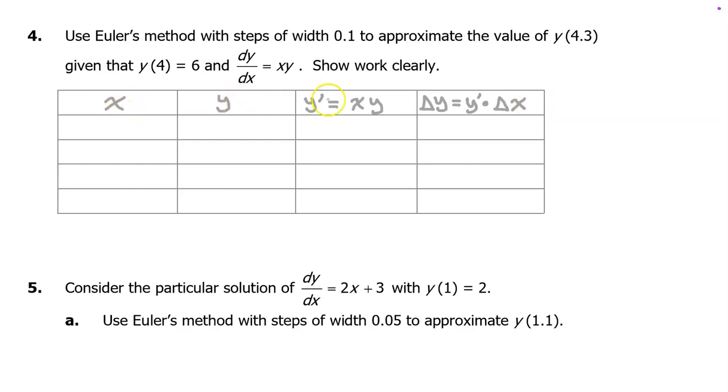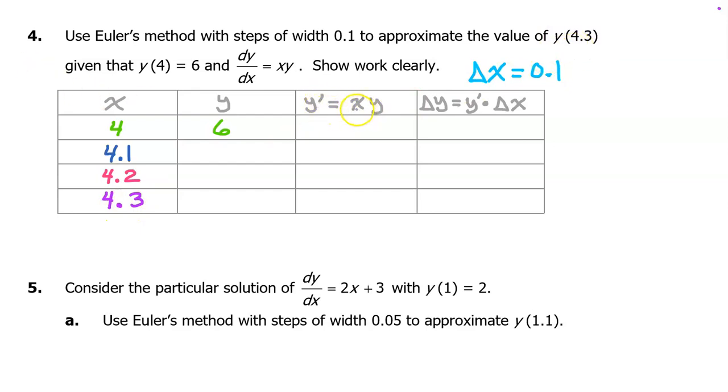X, y, y prime equals xy, and delta y equals y prime times delta x. Steps of width 0.1 means delta x equals 0.1. Y at 4 equals 6 gives us the initial point 4, 6. We can find each x value by adding delta x to the previous x value until we get to the target x value of 4.3.